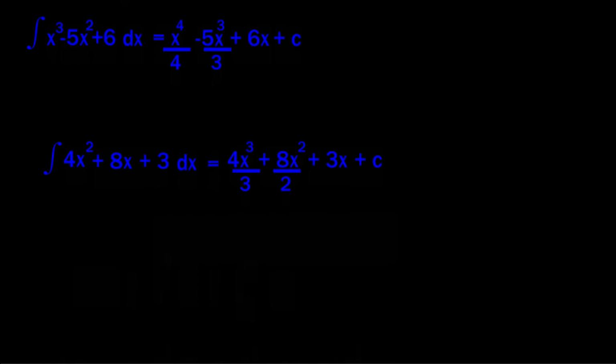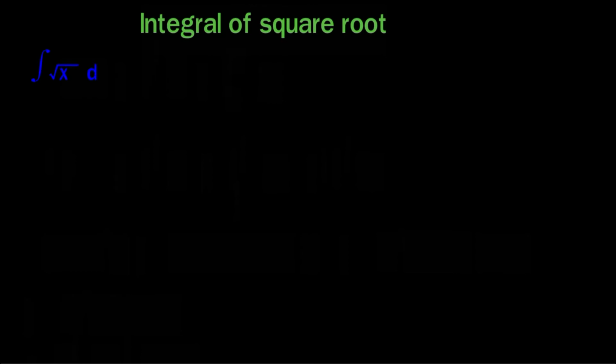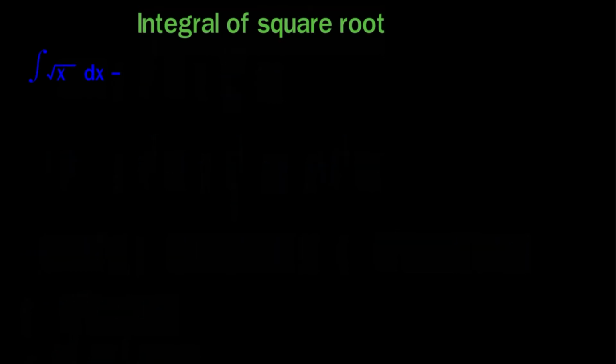So what if we have a square root, the integral of a square root? Let's say we have the integral of square root x dx. How do we solve it? The first step, we always convert the square root to power form, so the square root is x to the power of 1 over 2 dx.